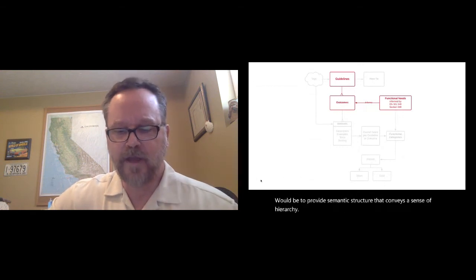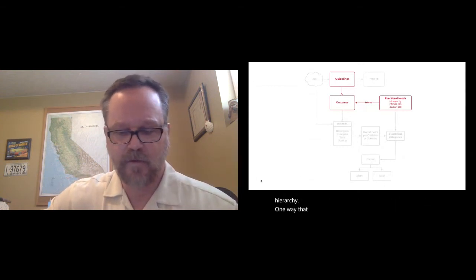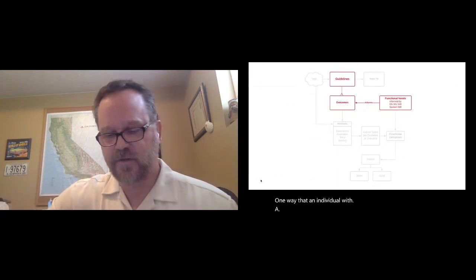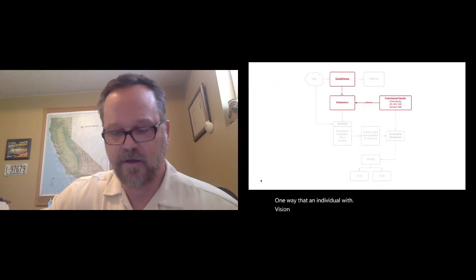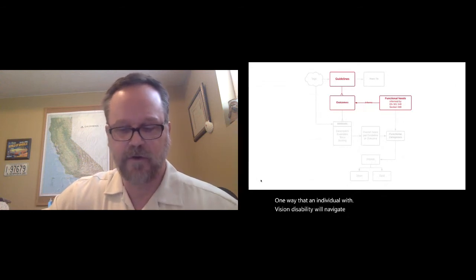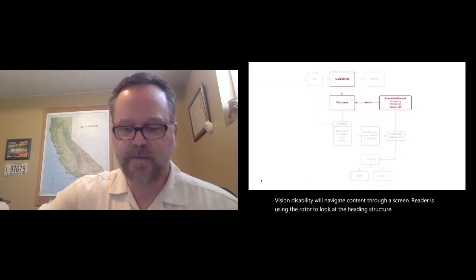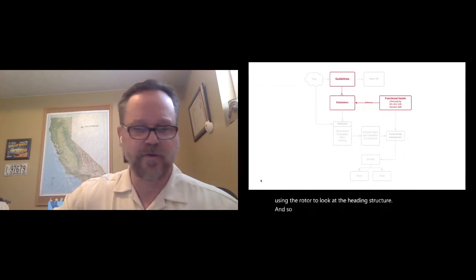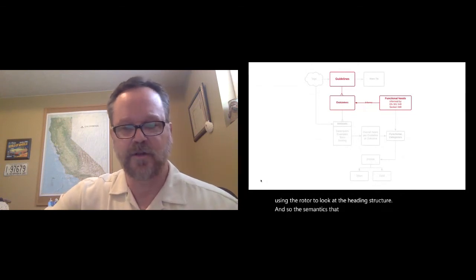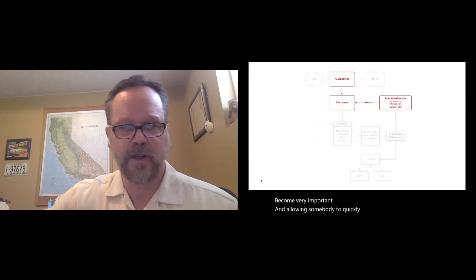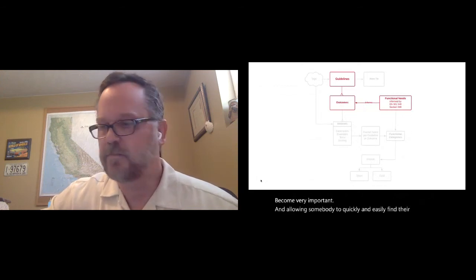One way that an individual with a vision disability will navigate content through a screen reader is using the rotor to look at the heading structure. And so the semantics that you introduce into your application become very important in allowing somebody to quickly and easily find their way around your application.